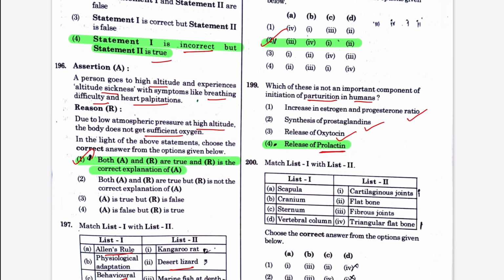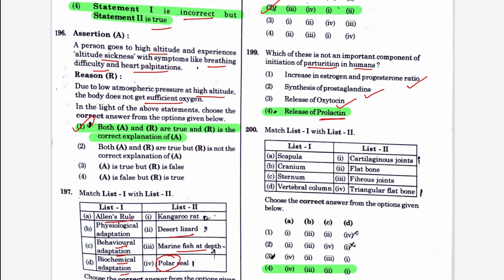Okay, so 200. Again they have asked you to match list 1 and 2 and give the correct answer. Okay, so this time you can see a flat bone is given, triangular flat bone. So scapula is a triangular flat bone, you can see with the picture only. And cranium, we know the bones present in our brain will have fibrous joint, immovable joint. And sternum is a flat bone, and in the vertebral column, between two bones you will have cartilaginous joint. So accordingly the answer would be option 4.